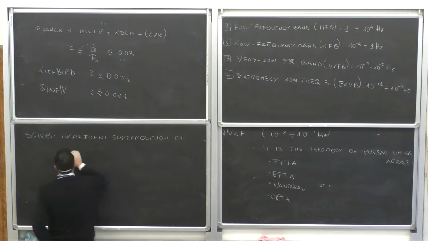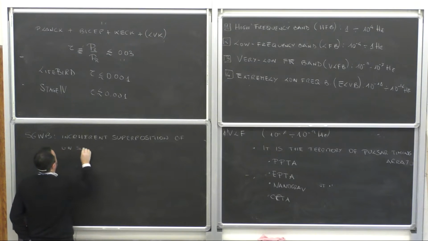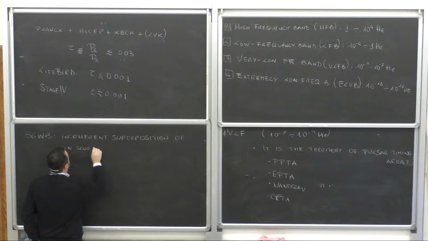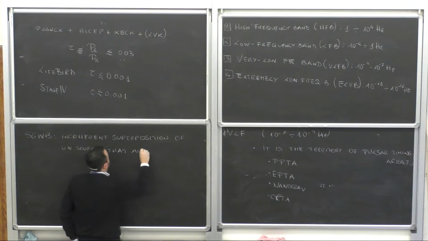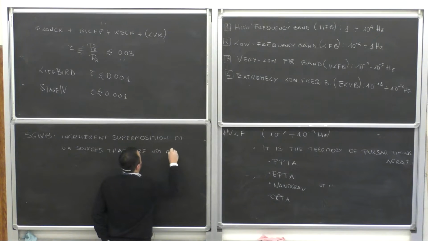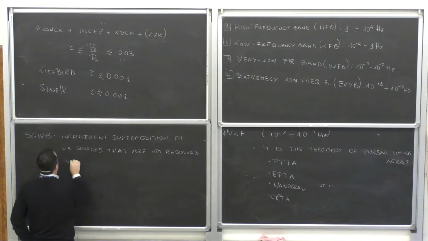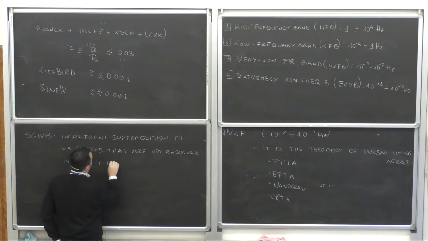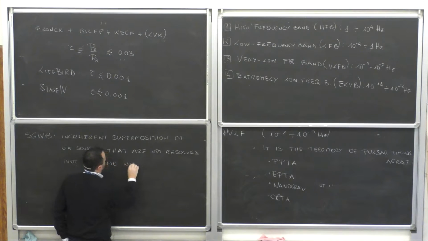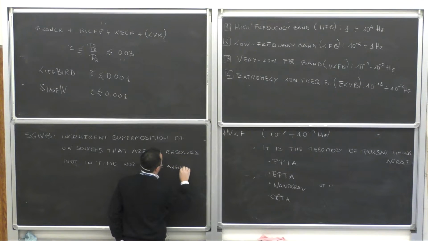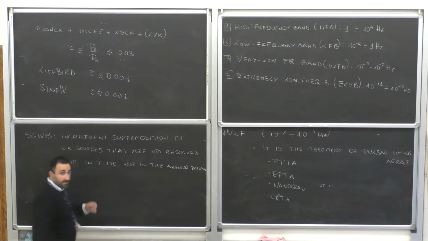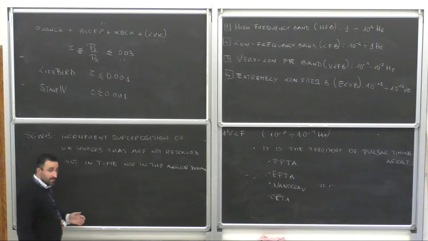Of gravitational wave sources that are not resolved, not in time, I will give you a better definition later, nor in the angular domain, okay? So this is the definition of a stochastic background.